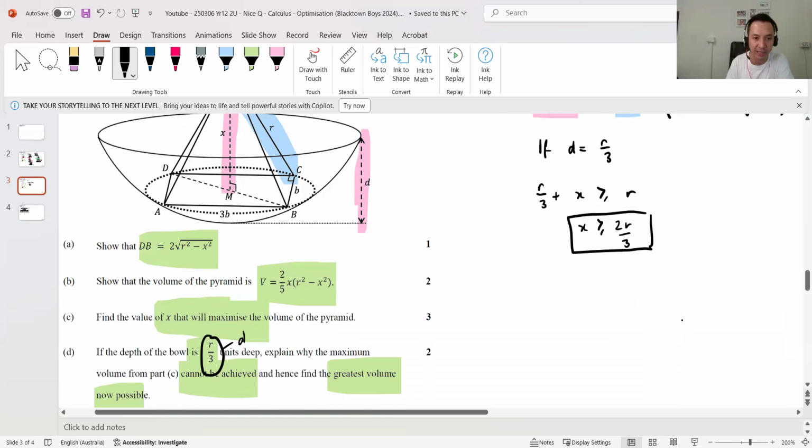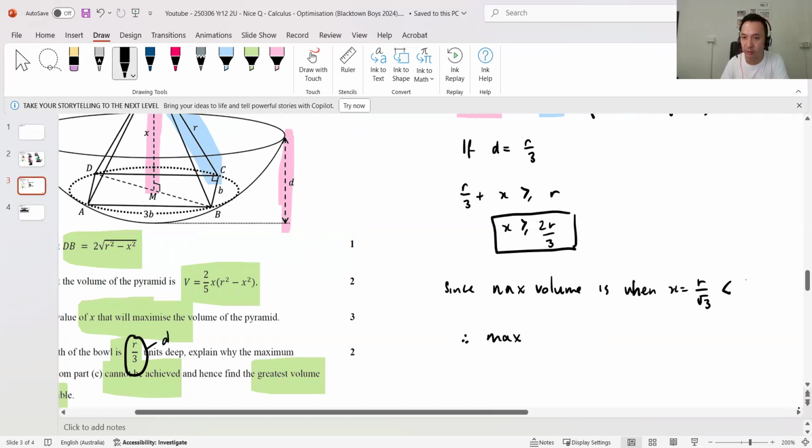Now, in this case, the question says two things. Explain why the maximum volume cannot be achieved, right? Since max volume is when X equals R on root 3, and R on root 3 is smaller than this, therefore max, yeah, R on root 3 is less than 2R on 3, right? It has to be, because 1 on root 3 is smaller than 2/3, right?